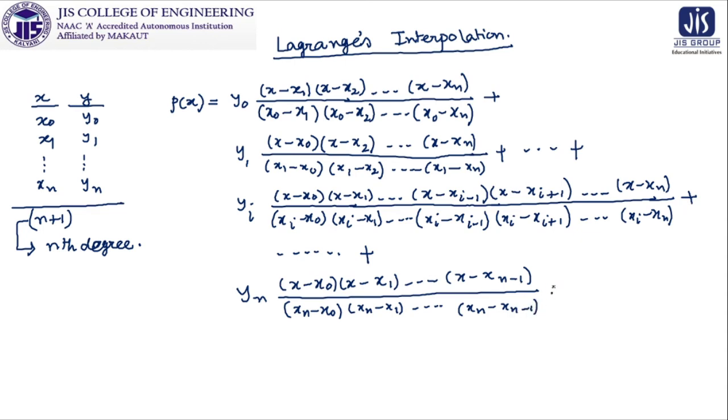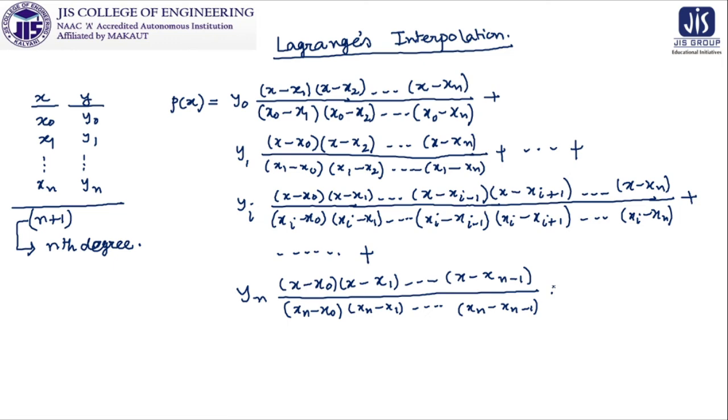So this is your whole interpolating polynomial, where you can see that starting from y0, y1, y2, yi, yn, everything is used. So all the values we got from the table, we have used, and in each and every term we are getting one nth degree polynomial, and if we sum them up we will again have an nth degree polynomial, which is actually the intended interpolating polynomial through Lagrange's method.